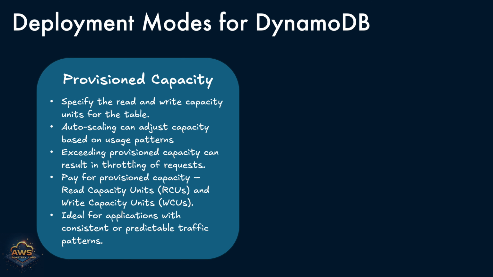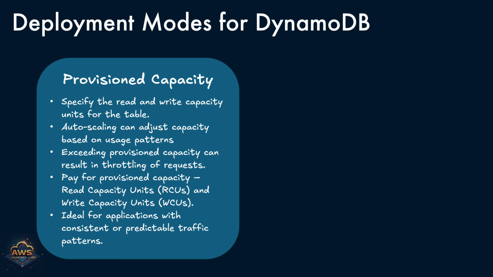In provisioned capacity mode, DynamoDB allows you to define in advance the number of read capacity units, RCUs, and write capacity units, WCUs, that a table or index should support. This means you're explicitly setting the throughput the system is expected to handle, and you're billed based on the capacity provisioned, whether or not it is fully consumed. This model is particularly advantageous when you have a good understanding of your application's workload patterns and can estimate traffic volume ahead of time. To help balance performance and cost efficiency, auto-scaling can be enabled within provisioned mode.